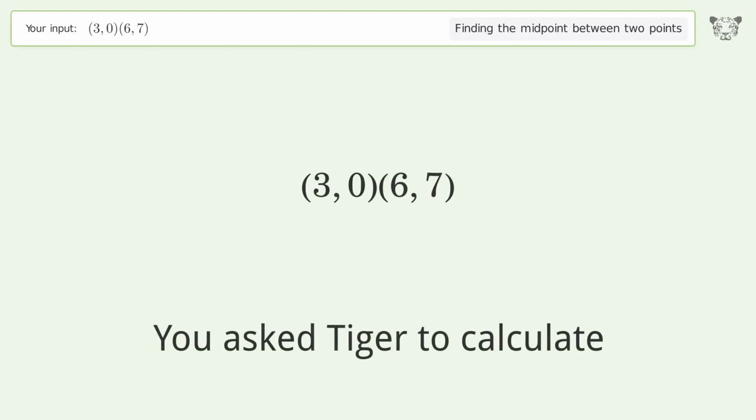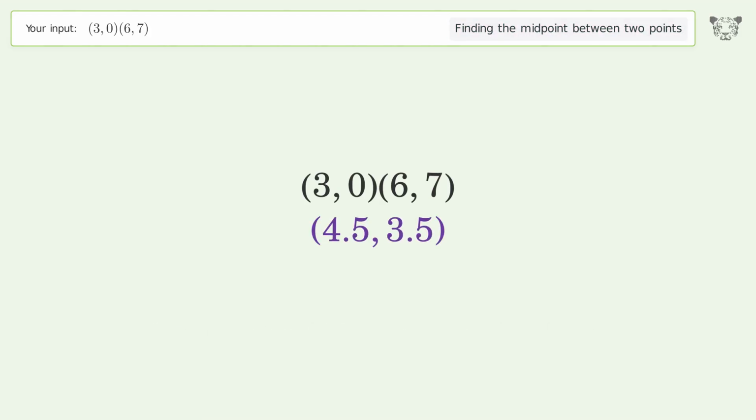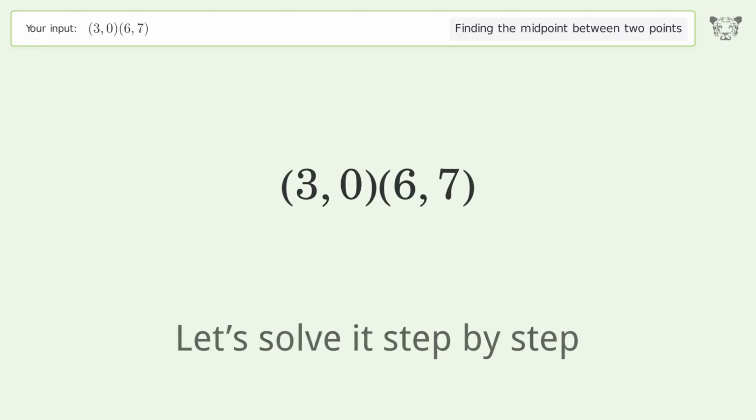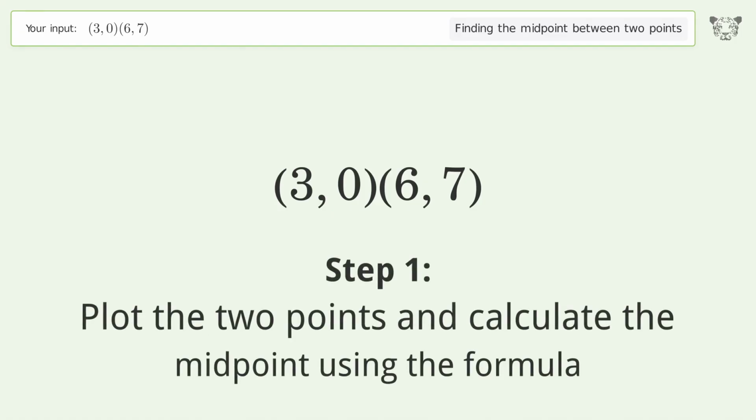You ask Tiger to calculate. This deals with finding the midpoint between 2 points. The midpoint between the 2 points is 4.5, 3.5. Let's solve it step by step. Plot the 2 points and calculate the midpoint using the formula.